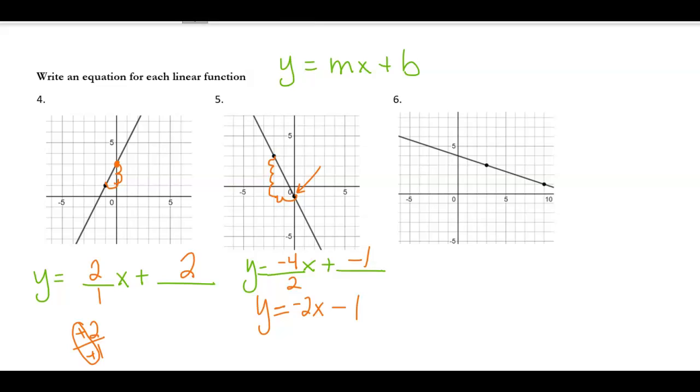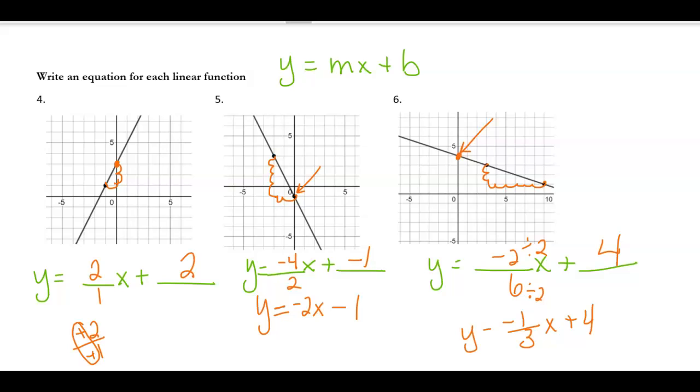Okay, last one. So we first find out where it crosses the y-axis, and it doesn't have a point there, but it crosses right there. So that's at 4. And so now I'm going to find my slope. So I'm going to go down 1, 2. And I'm going to go over 1, 2, 3, 4, 5, 6. So we can reduce that. The number that goes into 2 and 6 is 2. So -2 divided by 2 is -1, and 6 divided by 2 is 3. And so there's your equation.